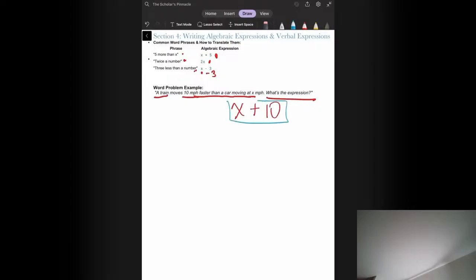This is our answer because the question tells us that a train moves 10 miles per hour faster. Faster tells you more. More equals addition. Faster than a car, so we're relating it to a car. This is a relation question, by the way.